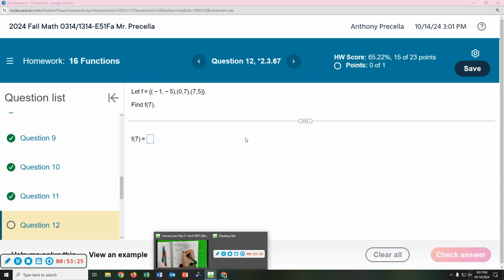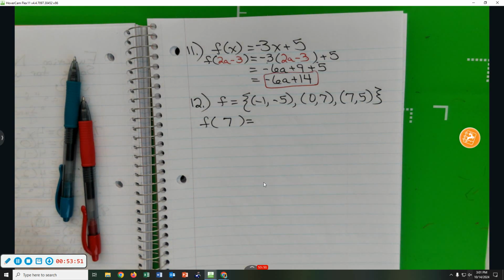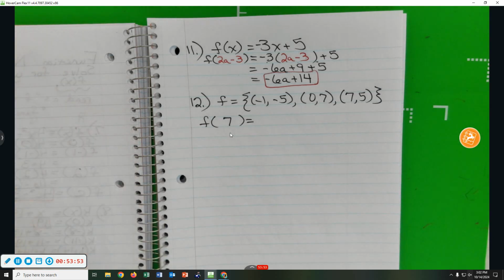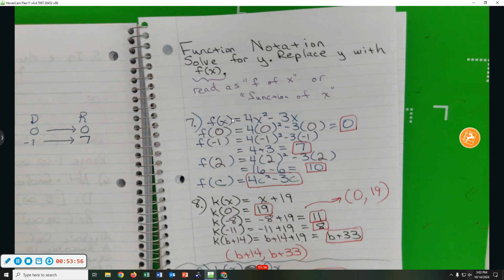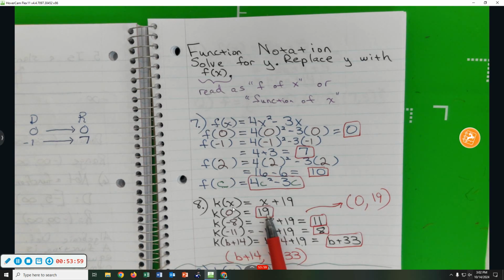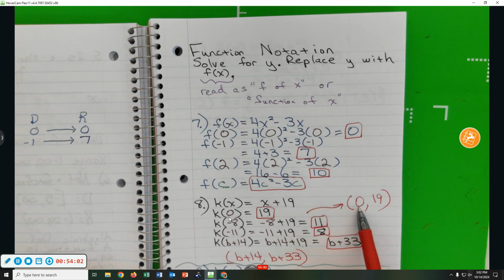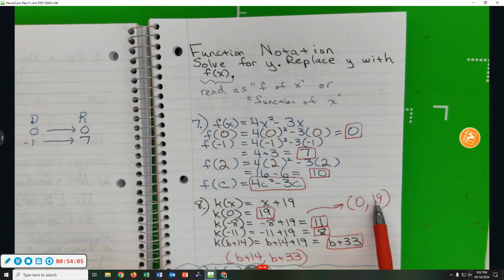F equals -1, -5, 0, 7, and 7, 5. And they want us to find f of 7. F of 7. Switch over. The number in the parentheses is the x. Look at how we make the ordered pairs. The number in the parentheses is the x. The value of the function is the y.